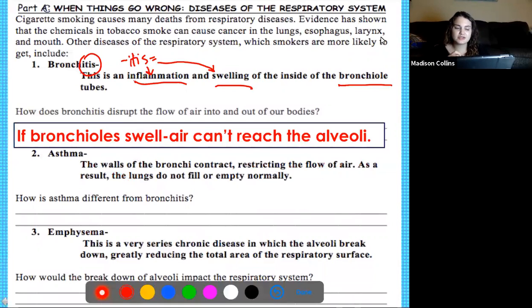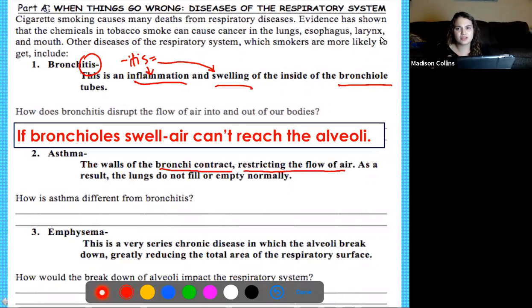Right? The second disease you need to know is something called asthma. Asthma is a little bit different from bronchitis. This is when the walls of the bronchi contract, which is going to restrict the flow of air. So as a result, the lungs do not fill or empty normally. But how is asthma different from bronchitis?